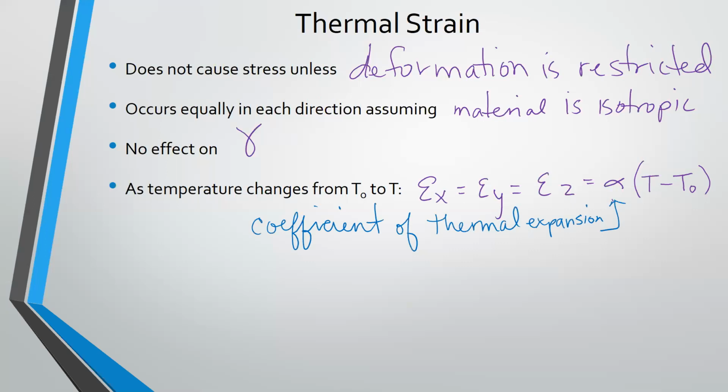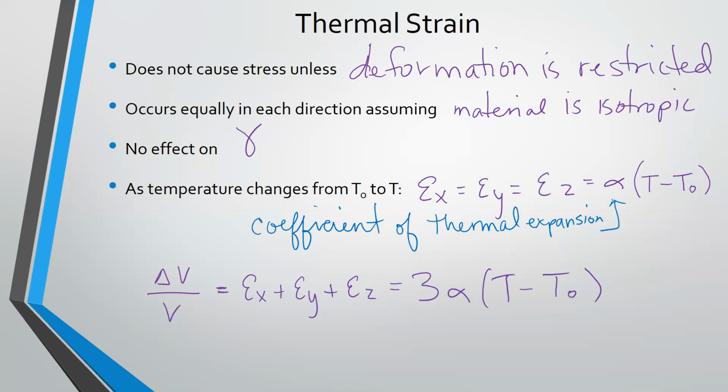Okay. And so if we want to calculate the change in volume per unit volume, that's the sum of the three strain components. So if all we have is thermal expansion, and each of those terms is alpha times the change in temperature, summing three of them is the same as 3 times alpha times the change in temperature.